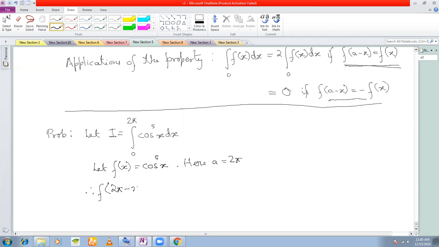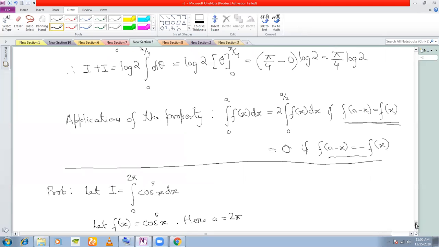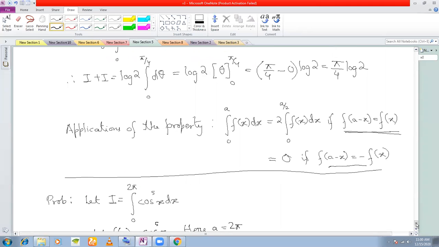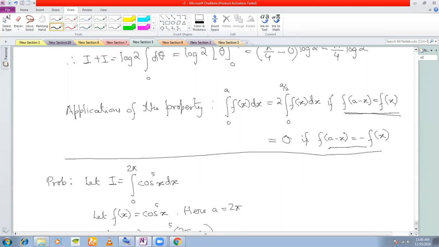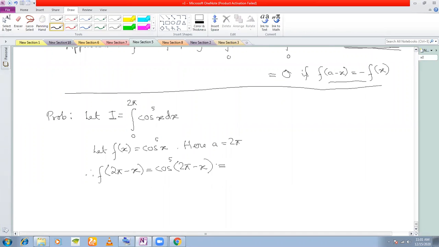So put f of 2 pi minus x is equal to cos to the power of 5 of 2 pi minus x, right? And what is the value of that? Now what is 2 pi minus x? Which quadrant is this angle in? This is in the fourth quadrant, right? And in the fourth quadrant cos is positive. So it becomes simply cos to the power of 5x, which is the same as fx.